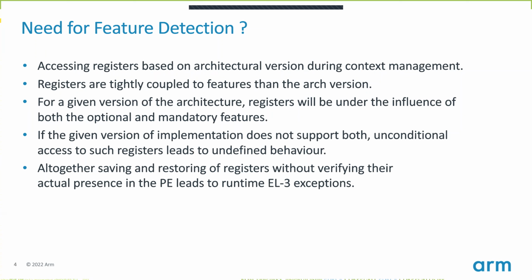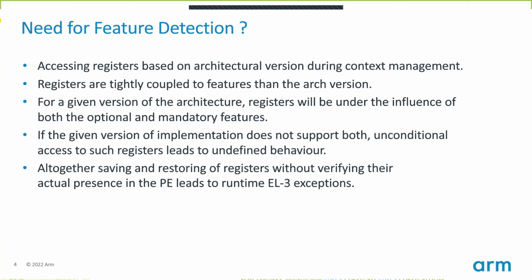Why we actually landed up here is that during the context management phase, previously we were saving and restoring all the system registers, and this was based on the architectural version. But ideally speaking, the registers we are saving and restoring are more tightly coupled to the features than to the architectural version. I will explain with a code block in the next slide, but just before that, a quick recap of what actually went wrong.